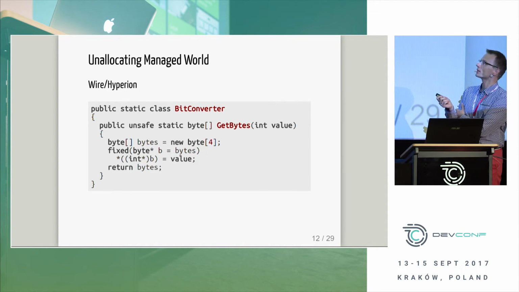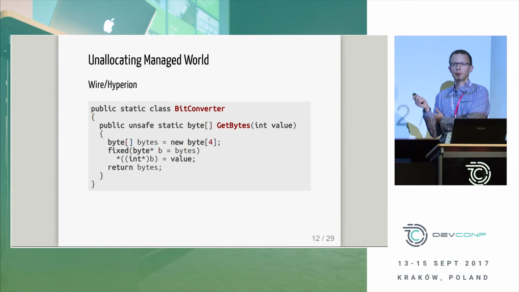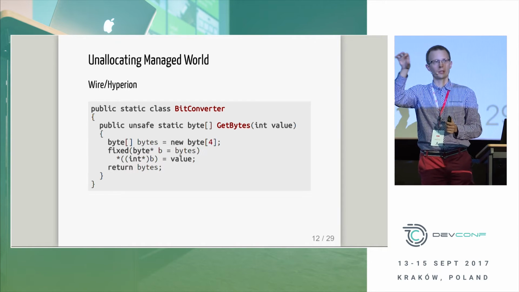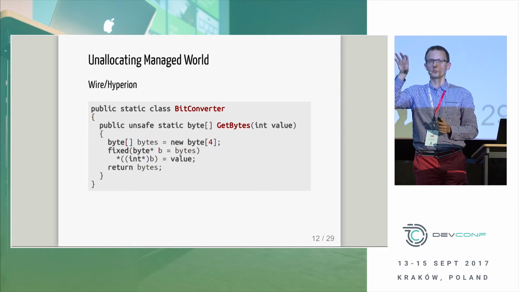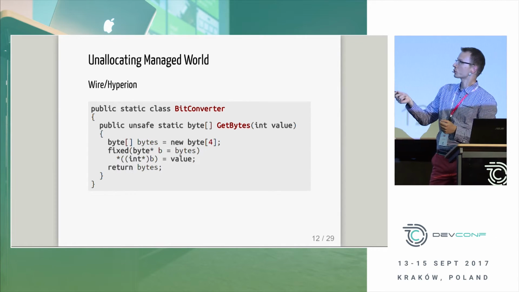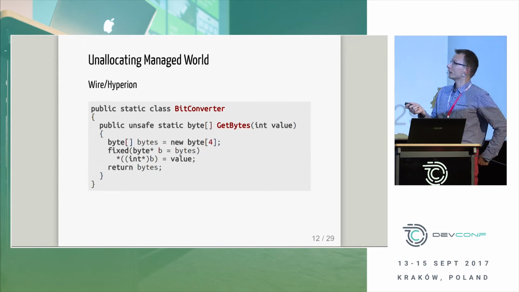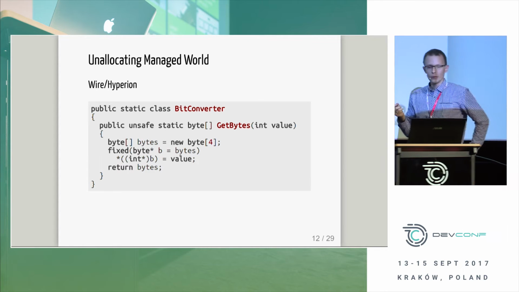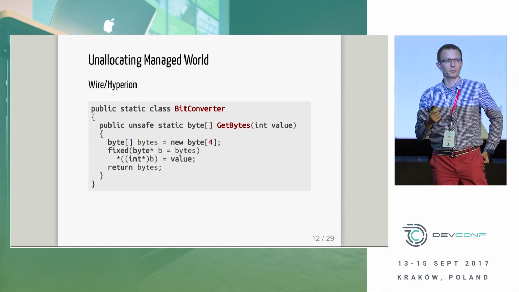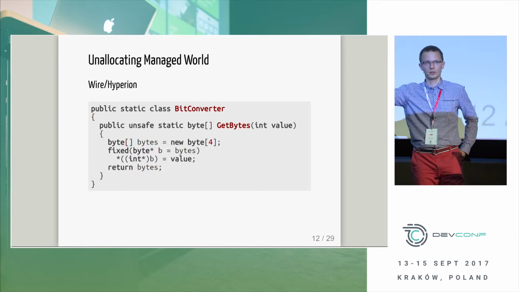It allocates 4 bytes, then it uses this fixed thing. And fixed is not that memory friendly, because it pins the memory in this specific region, and the garbage collector cannot move it as long as it's pinned. Yes, the pinning is quite short in here, but still, it takes some time. And the bytes are returned. So if we wanted to use these bytes over and over again, this could be helpful, because we would have an array of bytes that we can pass on and on.